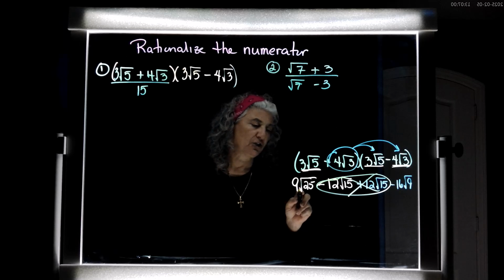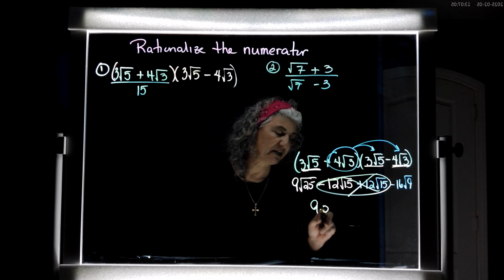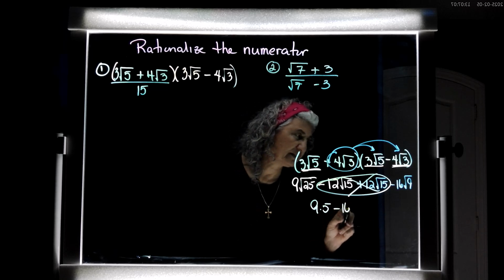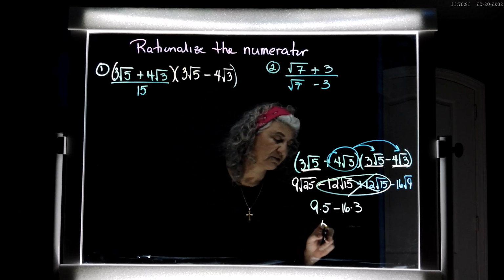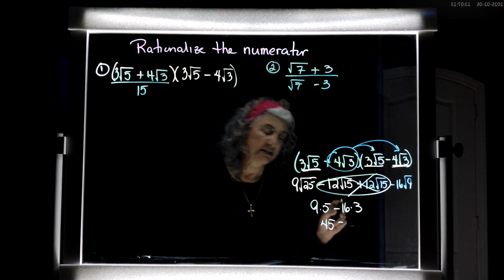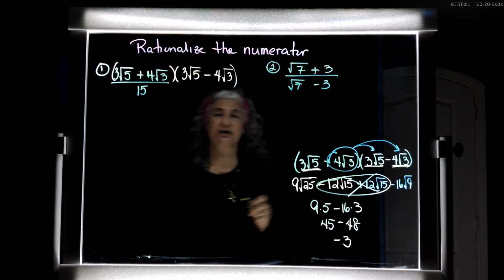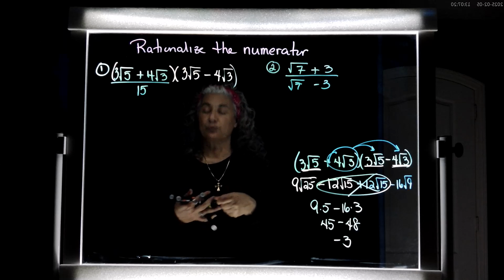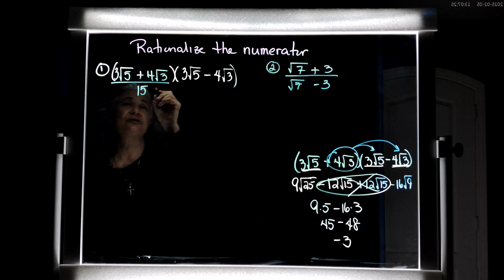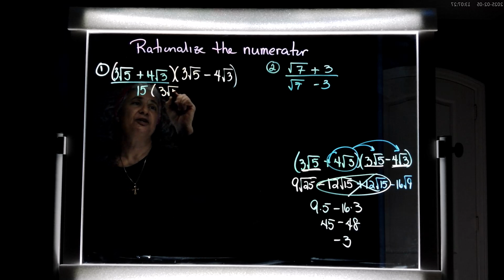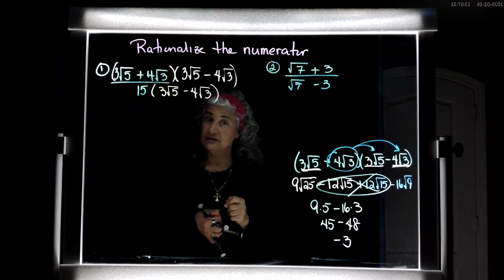Bye-bye. So 9, okay, what's the square root of 25? 5. So we have 9 times 5 minus 16 times 3. 9 times 5? 45. 16 times 3? 48. I end up with a negative 3, don't I? So it worked for the numerator. I was able to cancel out the radicals, which means I'm going to multiply the denominator by the exact same thing. So let's see what this looks like.